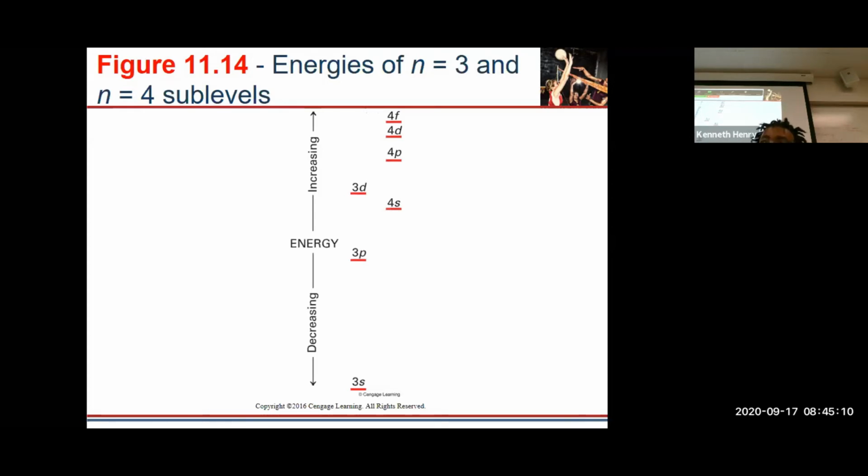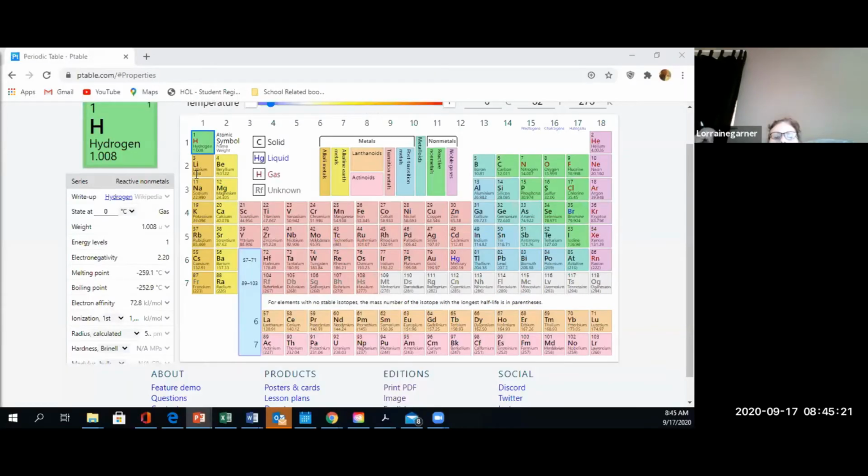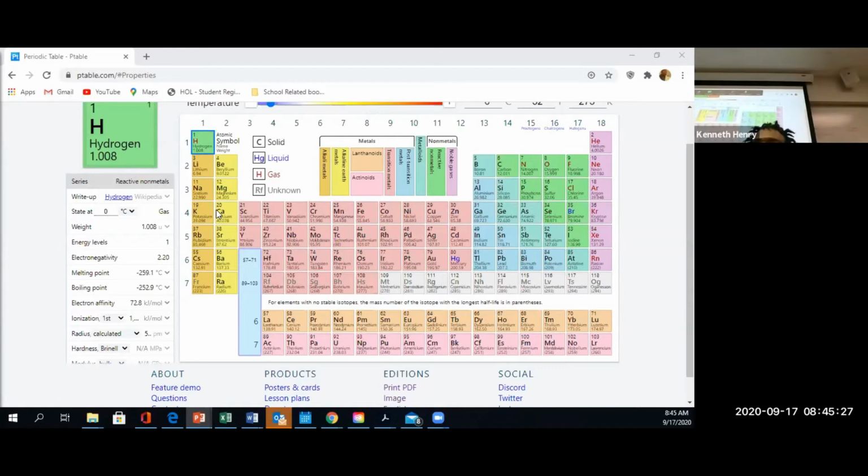So it's all about energy. So let me see. Just accept that we go through the S's before we go to the D's. You work your way up to the 4S. You go to the 4S, and then you go to the 3D.